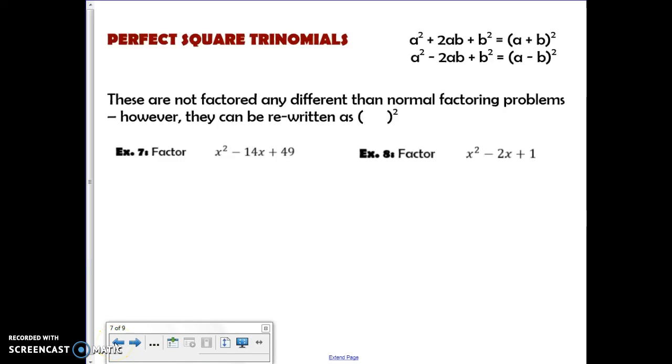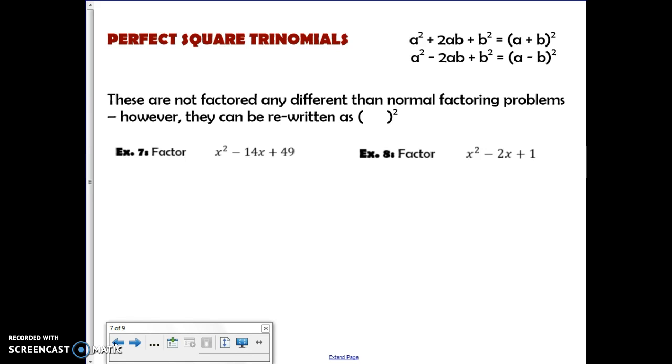Alright, hi guys. This is another special case that we might encounter when we're factoring. This is called perfect square trinomials. This sounds a little bit different, but it also sounds very similar to difference of squares, so don't be confused between the two. These are not factored any differently than normal factoring problems.